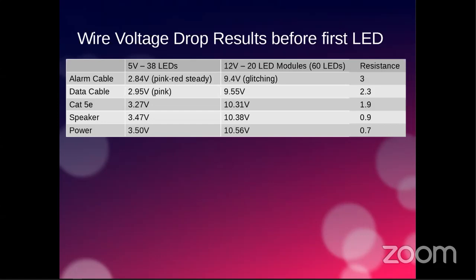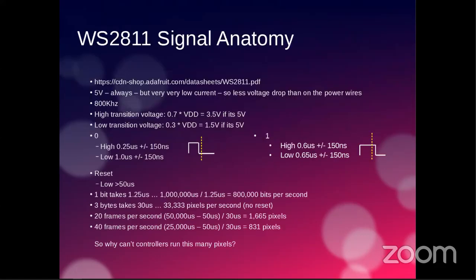And then with the alarm cable, which is slightly higher again at 3 ohms, the 5 volt LEDs were pink and red and steadily on, and the 12 volt LEDs were down to 9.4 volts, and they were glitching at this point. So not looking good. And by glitching, I mean, I think they were flashing on and off from memory. So you can see how the various types of wire are delivering different electrical properties in delivering the signal.